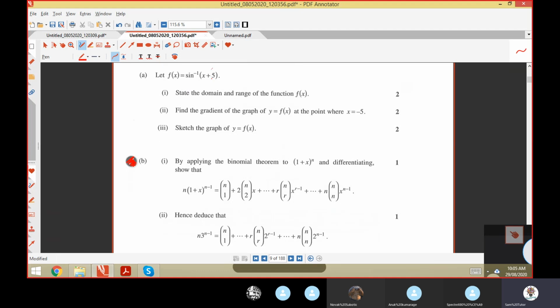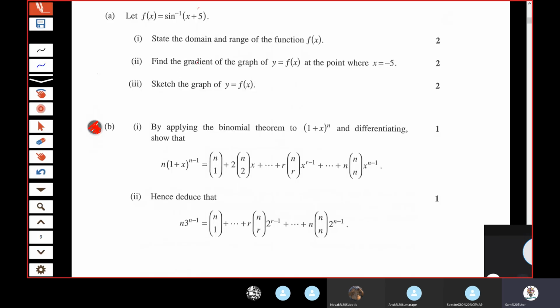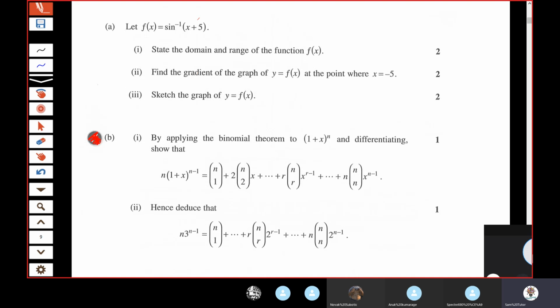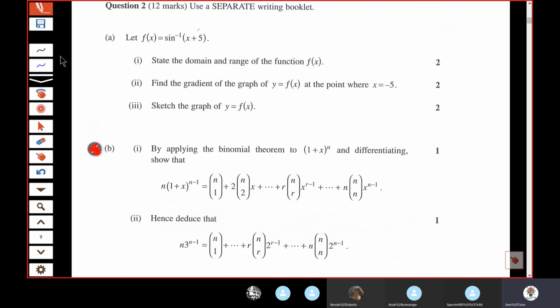Let f of x equal inverse sine of (x plus 5). State the domain and range of this function. You can obviously, because you guys know this is from the HSC, write 2006 HSC, question 2A, so as you're studying for it, you can always just go back as well.